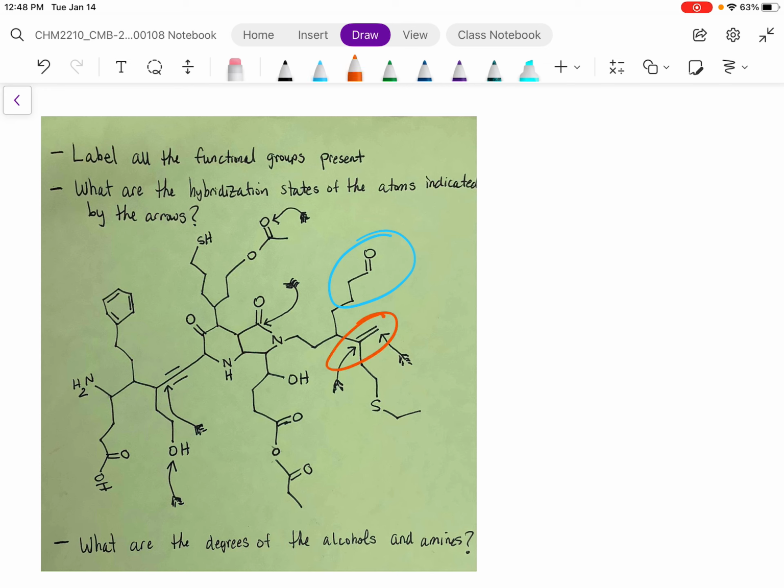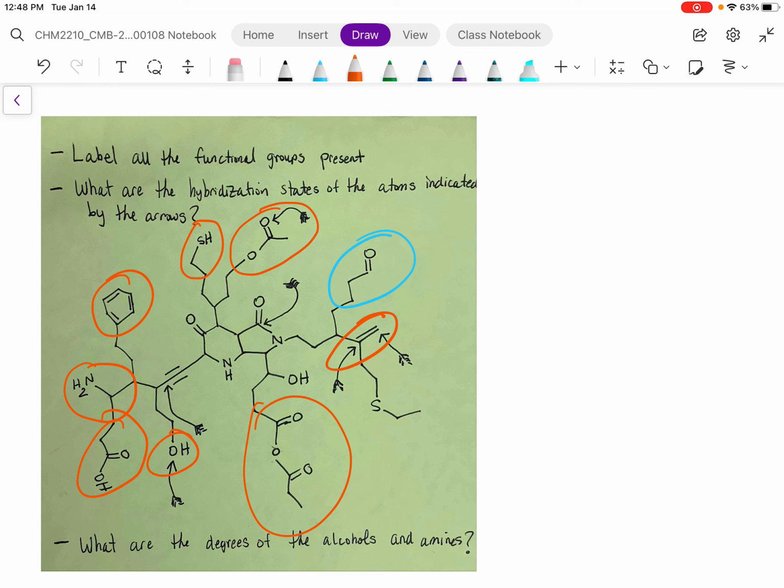What about this guy right there? Alkene. Ester. Thiol. Benzene. Everyone knows that one. Amine. Carboxylic acid. Alcohol. What about that guy?